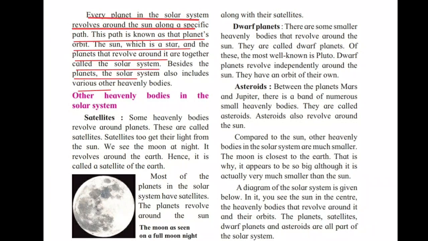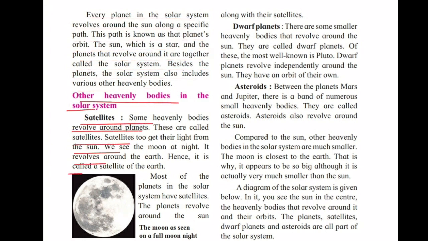Every planet in the solar system revolves around the sun along a specific path. This path is known as that planet's orbit. The sun, which is a star, and the planets that revolve around it are together called the solar system. Besides the planets, the solar system also includes various other heavenly bodies. Other heavenly bodies in the solar system.